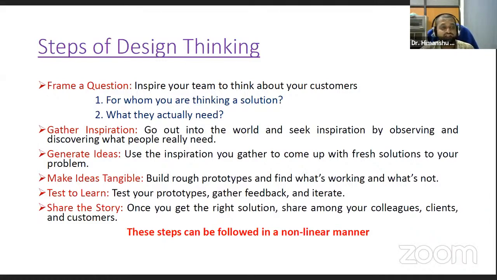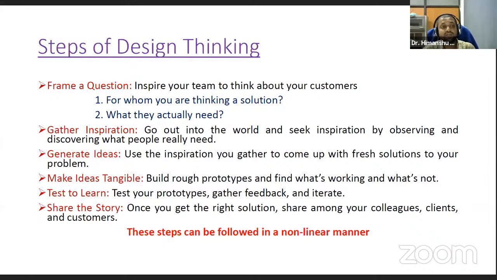First point is frame a question. Inspire your team to think about your customers. What are the questions? For whom you are thinking a solution, and what they actually need. So that is the question, and you have to frame it: for whom you are thinking a solution and what they actually need.